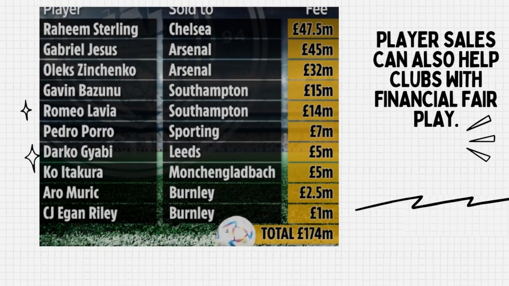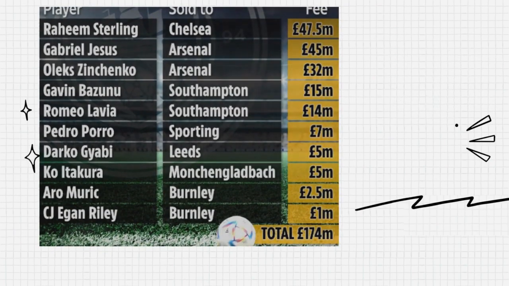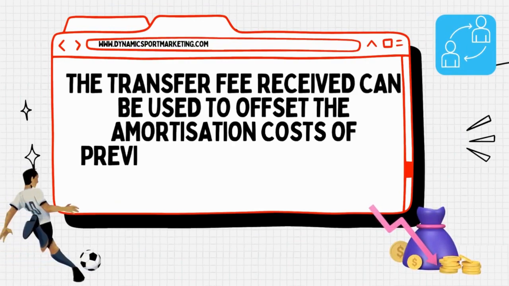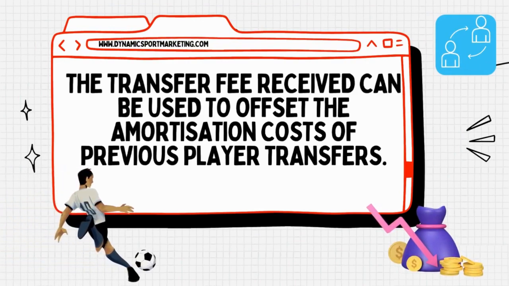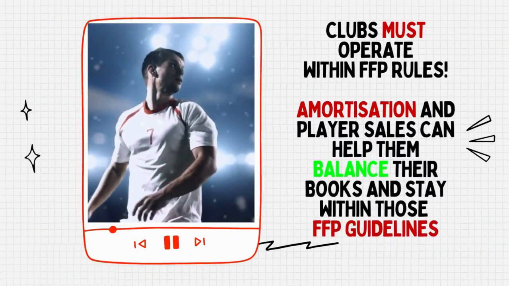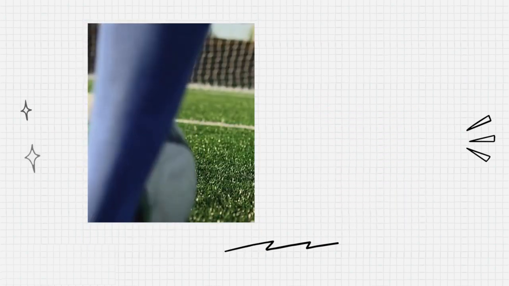Player sales can also help clubs with financial fair play. When a club sells a player, the transfer fee received can be used to offset the amortization costs of previous player transfers. This helps clubs to balance their books and stay within the financial fair play guidelines.